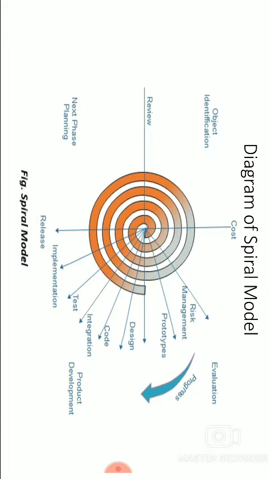The spider is moving from cost to risk management to prototype, and design phase to code to integration, test, and implementation, release, and the next phase and the review phase, objective identification. These are all done in this spiral model. As per the client requirement, the developer, the software engineer has to satisfy the client requirement, whether it is on the testing side or coding side or designing side, whatever it may be, to fulfill the client requirements.